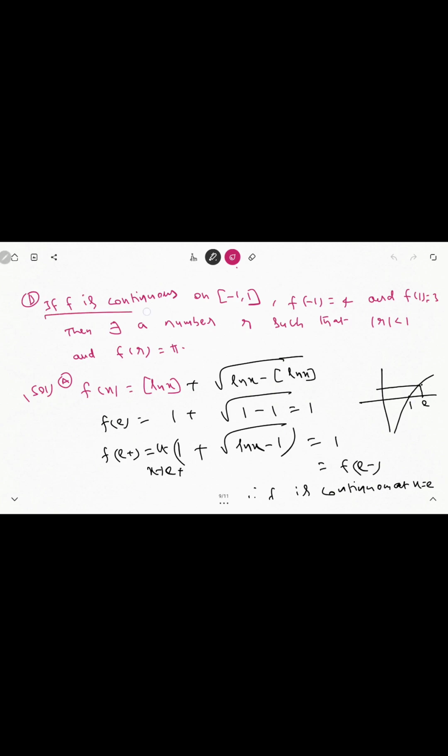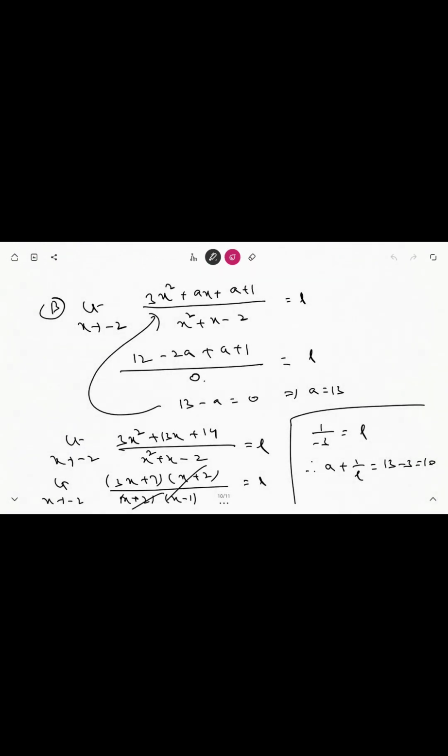What about option D? Option D means f is continuous in the closed interval minus 1 to 1. F of minus 1 is equal to 4 and f of 1 is equal to 3. Then there exists a number r such that modulus of r is less than 1 and f of r is equal to pi. So let us draw the graph. So what is given there? Continuous only, minus 1 to 1.